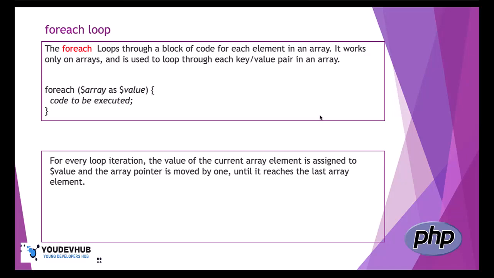Okay, welcome back. We're going back to the foreach loop. In our previous lessons, we talked about the for loop, the while loop, and the do while loop, and now we're on the foreach loop. The foreach loop loops through a block of code for each element in an array. We should also note that it only works on arrays and it's used to loop through each key-value pair in an array. That is to say, the foreach loop loops through an array and executes each value through the loop.